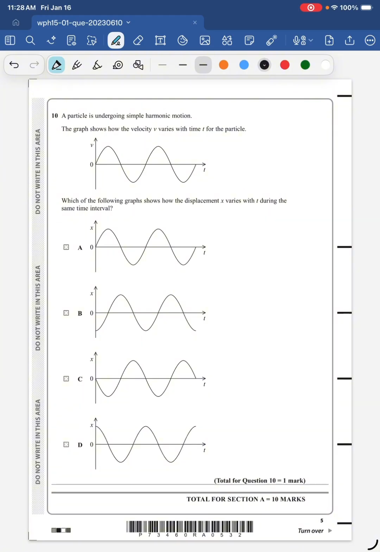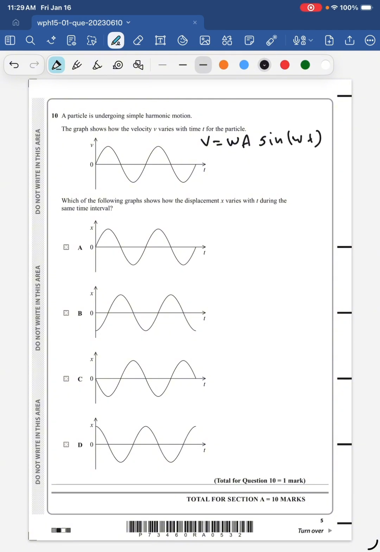Okay, moving on to question 10. A particle is undergoing simple harmonic motion. The graph shows how the velocity v varies with time for the particle. Which of the following graphs shows how the displacement x varies with t during the same time interval? So in my latest videos, I just work with the equation. For the velocity, you immediately see that you have to have omega A up front. And what kind of function is this? It's a sine function, right?